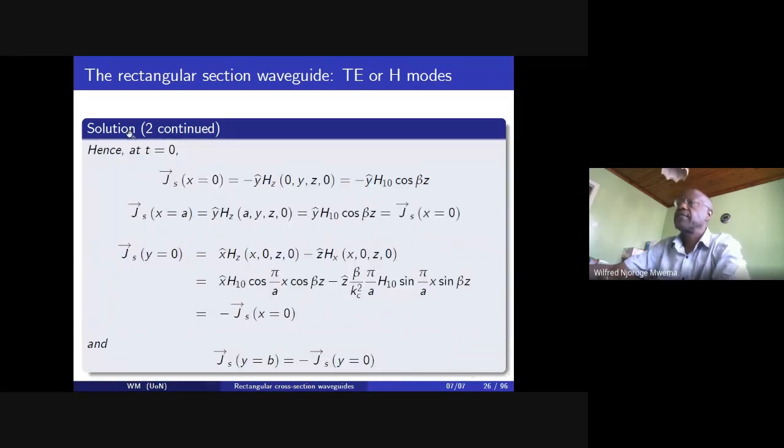So hence, at t equal to 0, we can have that Js at x equal to 0 is going to be given by the minus of y, Hz, 0, Yz, and 0, and we get a value of H10, the cosine of beta z, the negative. And Js at x equal to a, we apply that and put this value there. So we'll put cos beta z there, and we get a value of Js at x equal to 0. That is the same as the value of the x equal to 0 equation there.